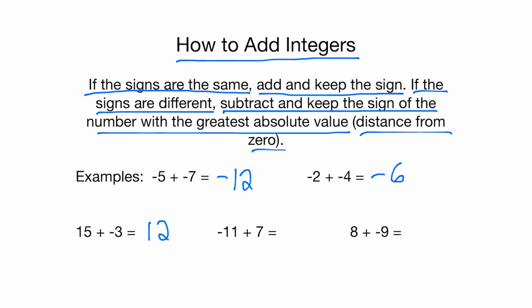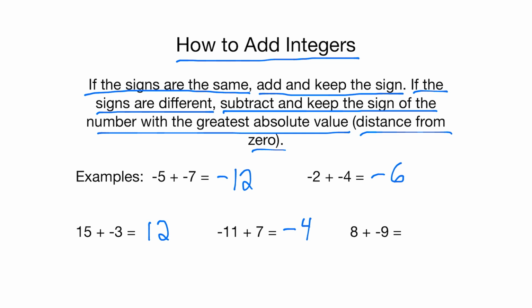Okay, next we have -11 plus 7. So we're going to subtract, take the larger magnitude number, which means distance from 0. The 11 minus 7 is 4. Now, the -11 has the greater absolute value. It is farther from 0 than the 7 is. So the answer will be -4.